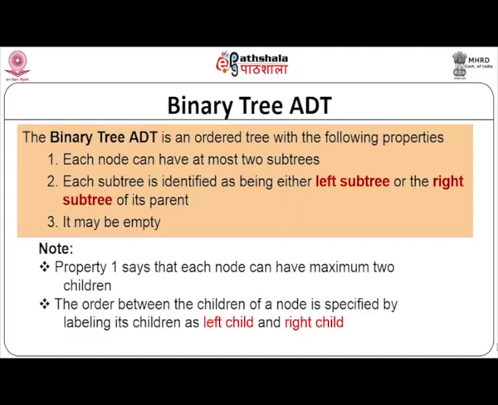So, here we are going to define a binary tree ADT a little more formally. The binary tree ADT is an ordered tree with the following properties. Each node can have at most 2 subtrees, and each subtree will be identified specifically as a left subtree or a right subtree, and each of the subtrees or the original binary tree itself may be empty. Now, what does this mean? Property 1 says that each node can have at most 2 children, and the order between the children of a node is specified by labeling the children as a left child and a right child. So, this is the basics, we are just repeating it and emphasizing that.